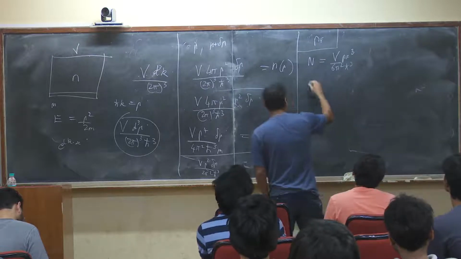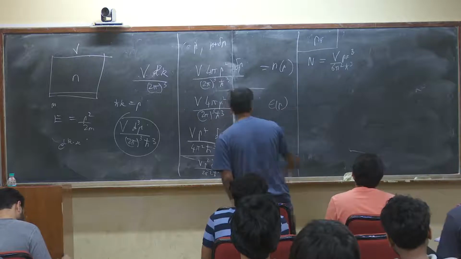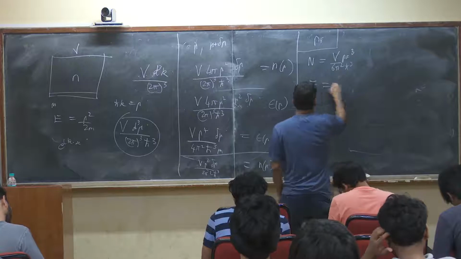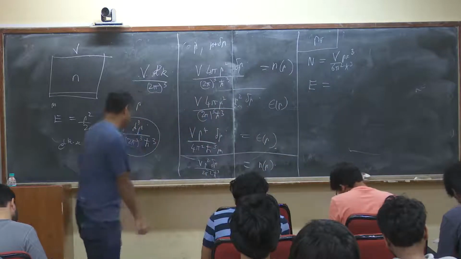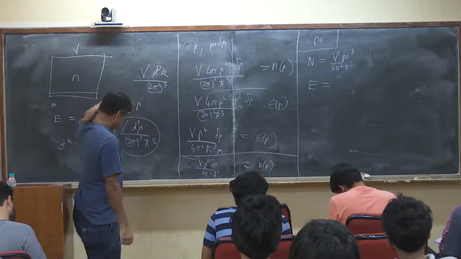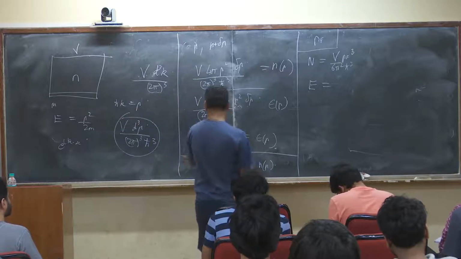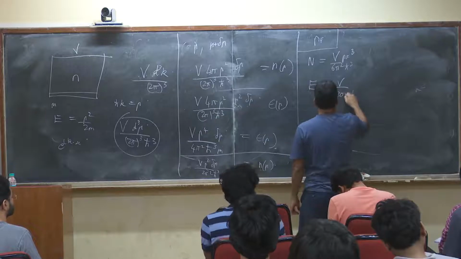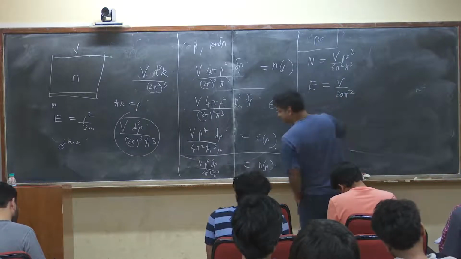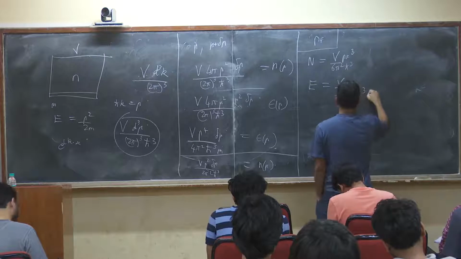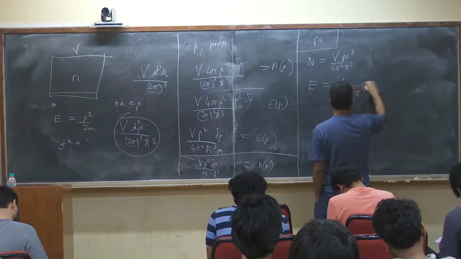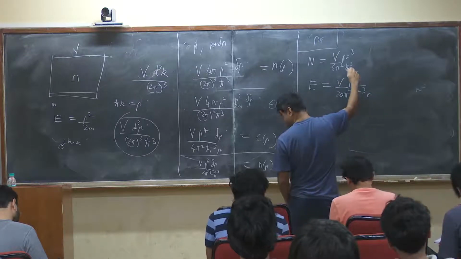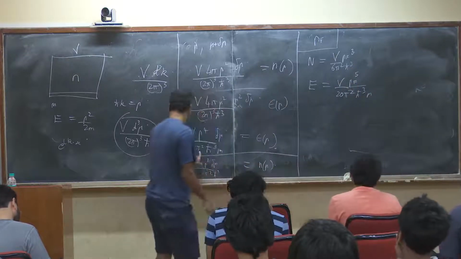And the net energy of our system is equal to V by 20 pi squared h bar cubed m times Pf to the 5. Is that okay?